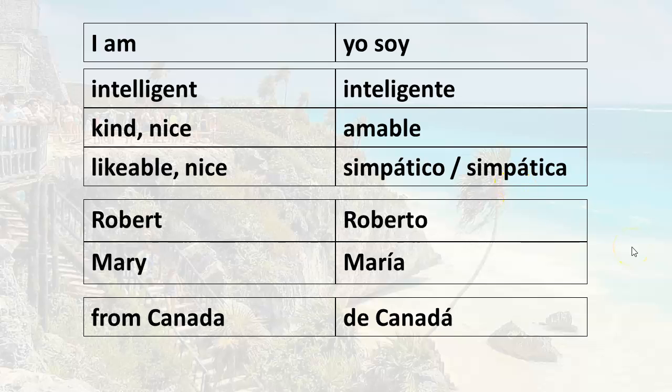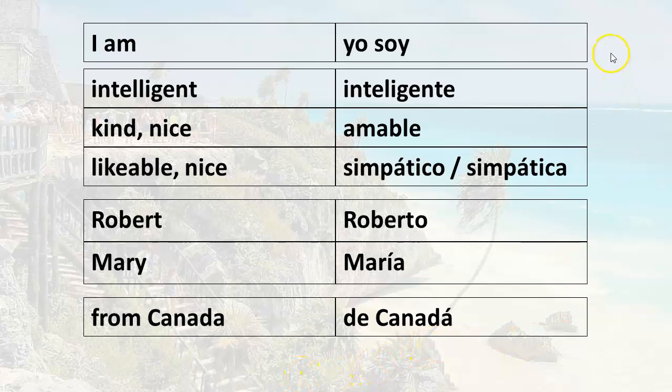You can also use the verb ser to identify yourself. So if my name is Robert and I want to say I am Robert, I would say yo soy Roberto. If my name is Maria, I can say yo soy Maria. We also use the verb ser with the preposition de to express where we are from, either a country or a city or a place. So for example, if I want to say I'm from Canada, I would say yo soy de Canadá.